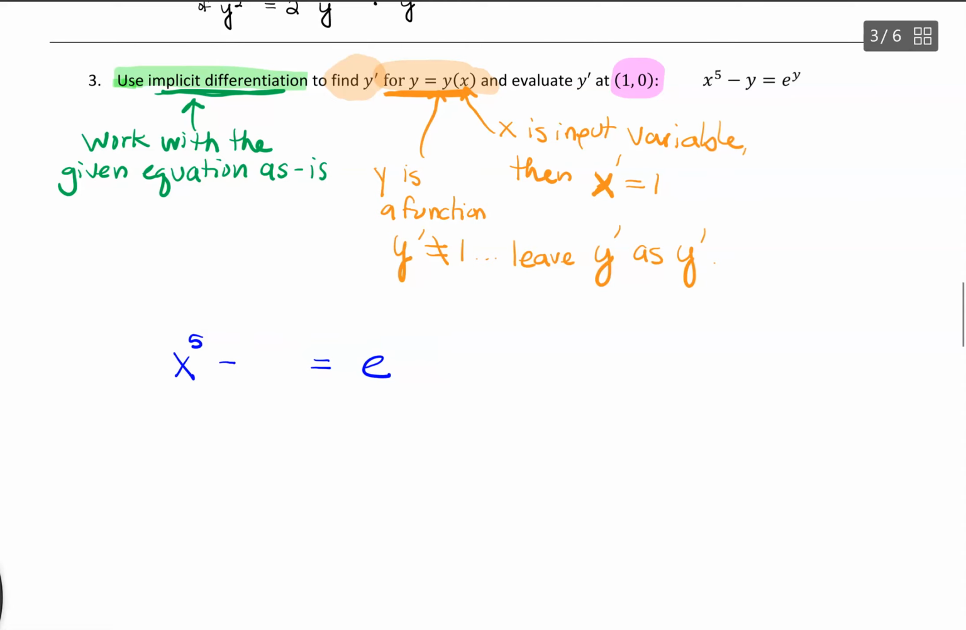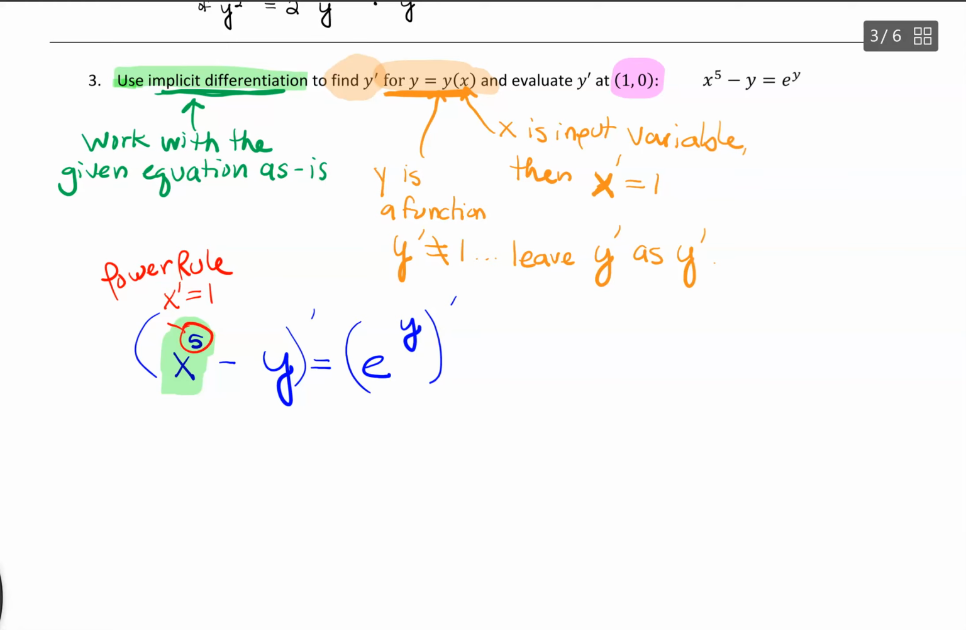Oops. I just erased the whole thing. Okay. So let's do it. Let's take the derivative as is. I'm going to take the derivative of the left side, and then the right side. Okay, here we go. Piece by piece, taking some derivatives. The derivative of x to the fifth, that's going to be power rule. I'm going to remember that x prime is 1 because I'm treating x like a plain variable.